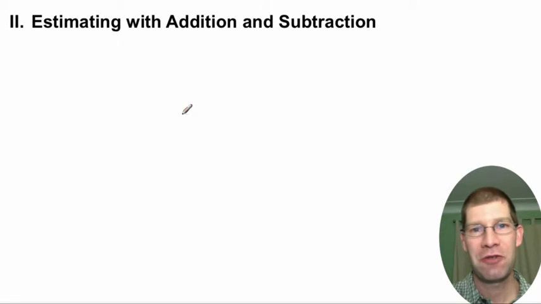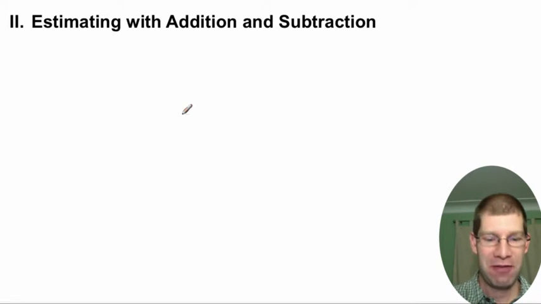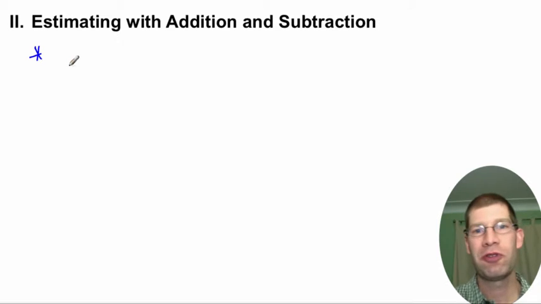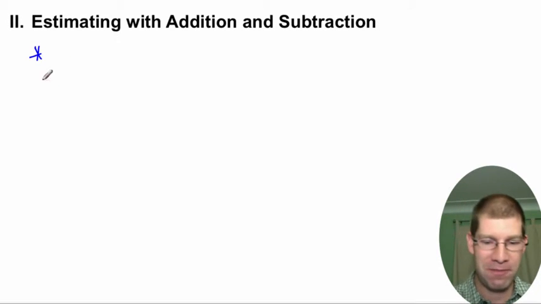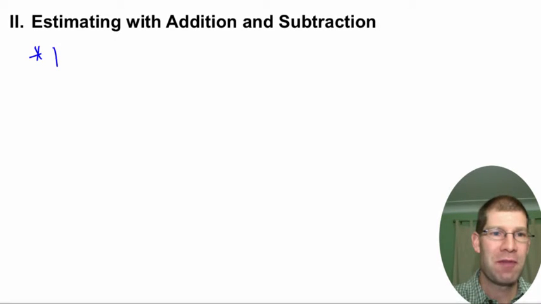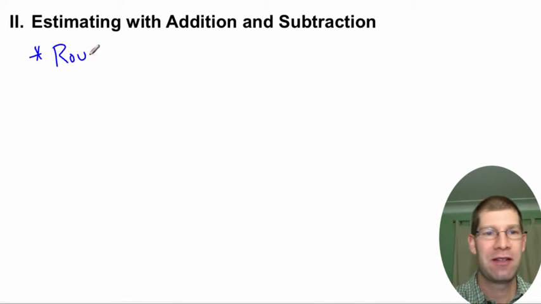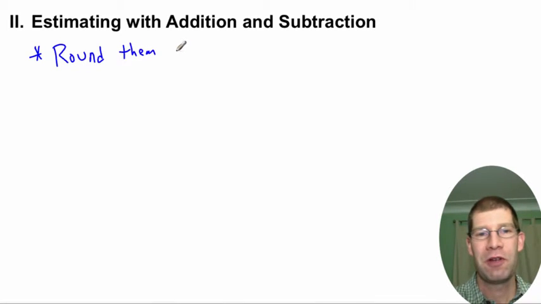Now we'll get into the actual estimating fractions, and we have a little bit of a different process with addition and subtraction than with multiplication and division. So breaking them up into two different Roman numerals. Roman numeral 2, estimating with addition and subtraction. And for this, what the book recommends is to take your fractions that you're going to be adding or subtracting and round them to one of three numbers: 0, 1/2, or 1.